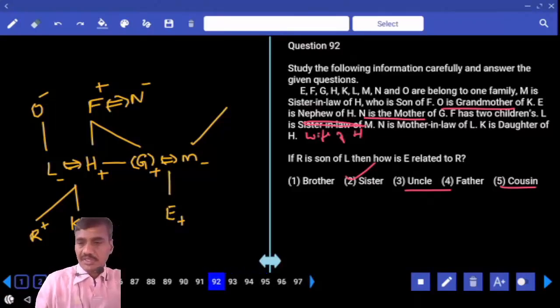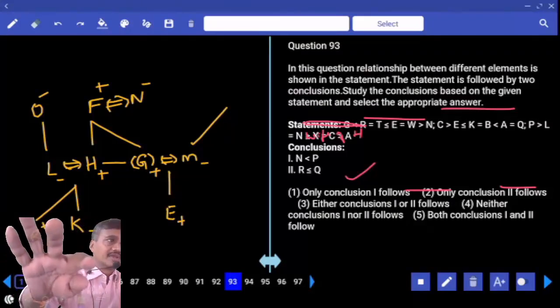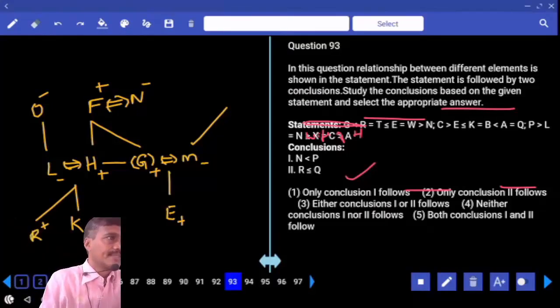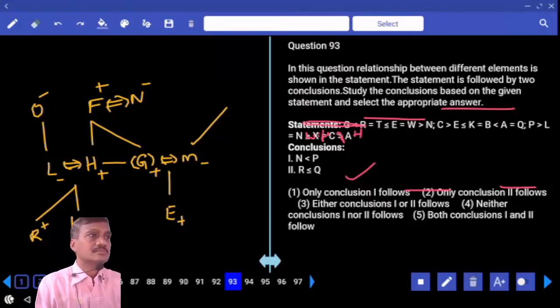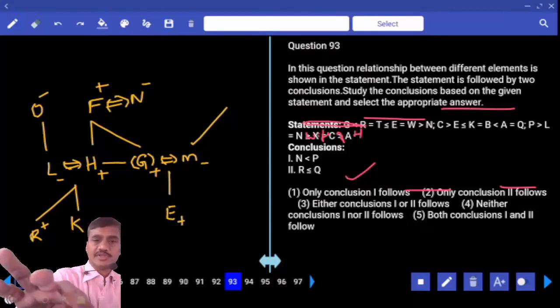And next one, 93 onwards. 93 onwards, they are based on coded inequalities. Now in this coded inequalities, how many questions were there? Only 3 questions were given today, 93 to 95. Then coming to this 93, have you written the diagram?